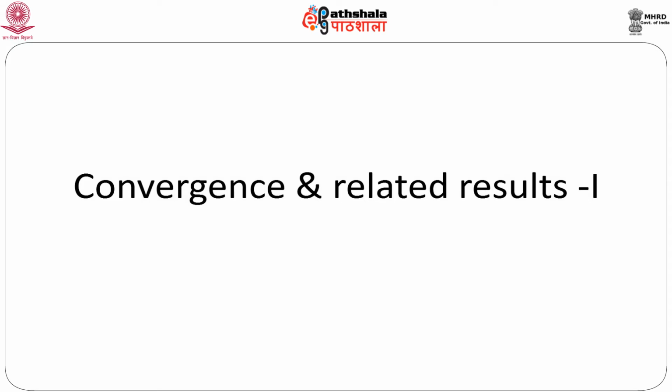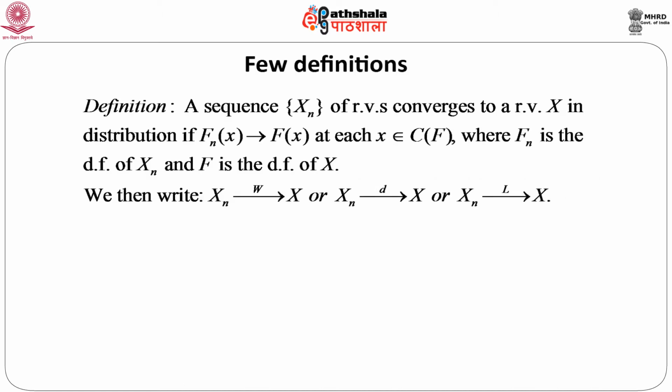Let us first define a few types of convergence relating to a sequence of random variables. The first one is convergence in distribution. The definition goes like this: a sequence X_n of random variables converges to a random variable X in distribution if F_n(x), the sequence of distribution functions corresponding to the sequence of random variables, converges to F(x), the distribution function of the random variable X, at every point x which is a continuity point of F. So, this convergence is basically with respect to the convergence of the sequence of distribution functions.